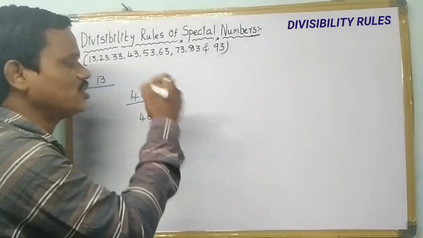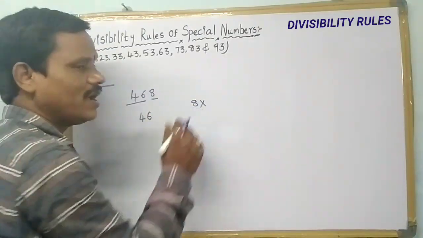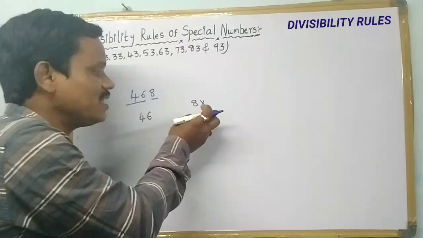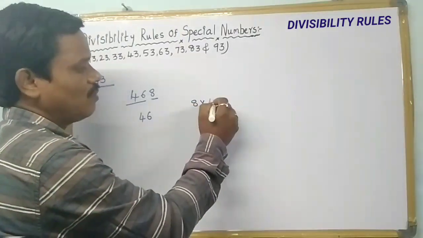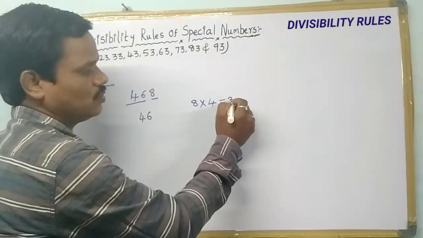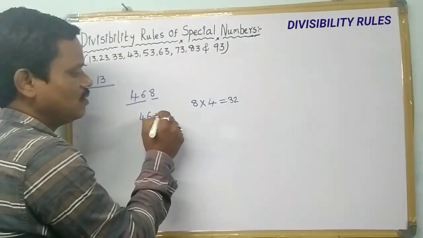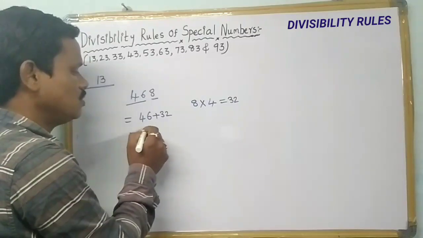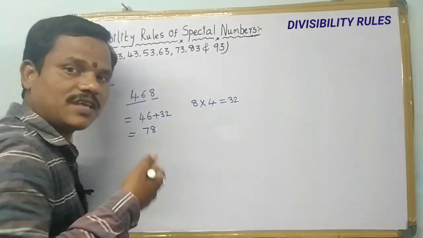Now multiply the first part number. What is the first part number? 8. By which number? In the divisibility rule of 13, multiply the first part number by 4. You remember this one. 8 times 4 is 32. Now add this 32 to the second part: 46 plus 32 is 78. Now again, continue the same procedure.